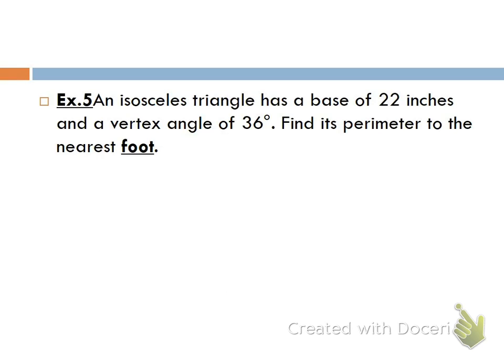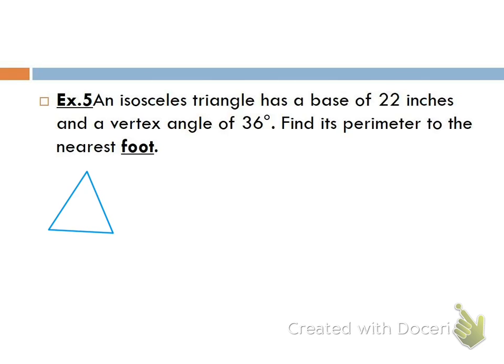An isosceles triangle has a base of 22 inches and a vertex angle of 36 degrees. Find its perimeter to the nearest foot. Got a lot going on in this problem. This is one where I would recommend having a diagram or a triangle. What do we know about isosceles triangles?